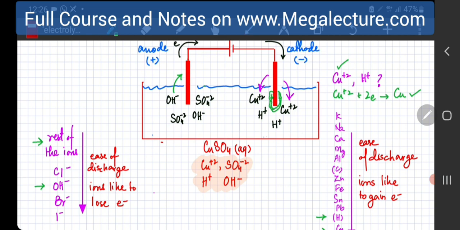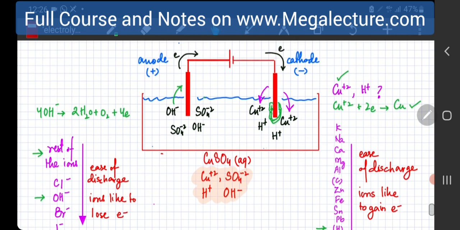Now for OH minus 1, you got to remember the equation as well. So that equation is this one. It's 4 OH minus 1s. They're going to lose electrons and they would decompose. When they lose electrons, they're going to form water and they will form an oxygen gas molecule, and they would produce or lose 4 electrons. So OH minus 1s, 4 of them would lose electrons. They will form water and O2, and they'll produce 4 electrons, which would be given to the battery. They're going to be taken up by the battery.